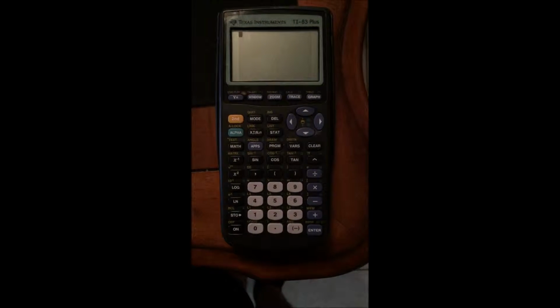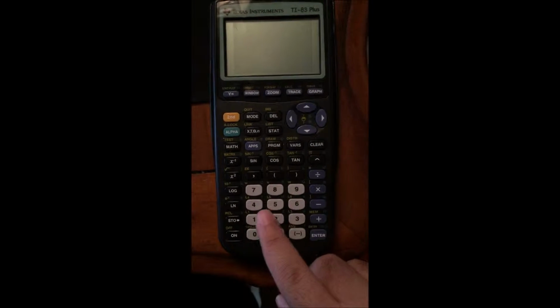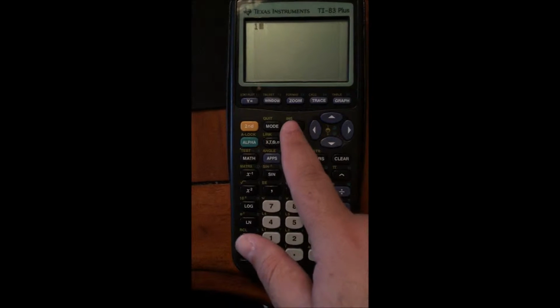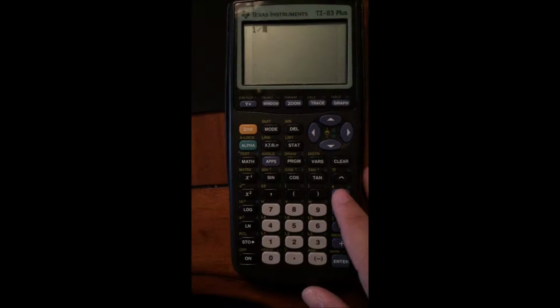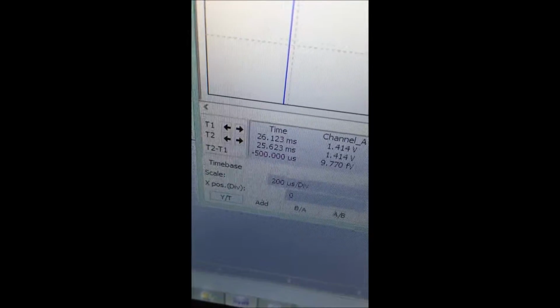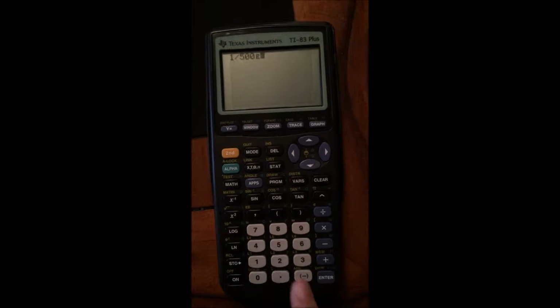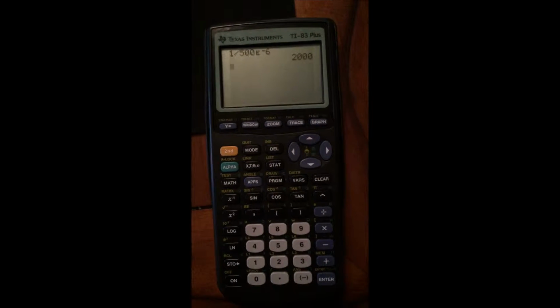Here's the calculator part on measuring the frequency. We take 1 divided by the 500 microseconds, so divided by 500 EE negative 6, which is 2 kilohertz, which is exactly what we have in Multisim.